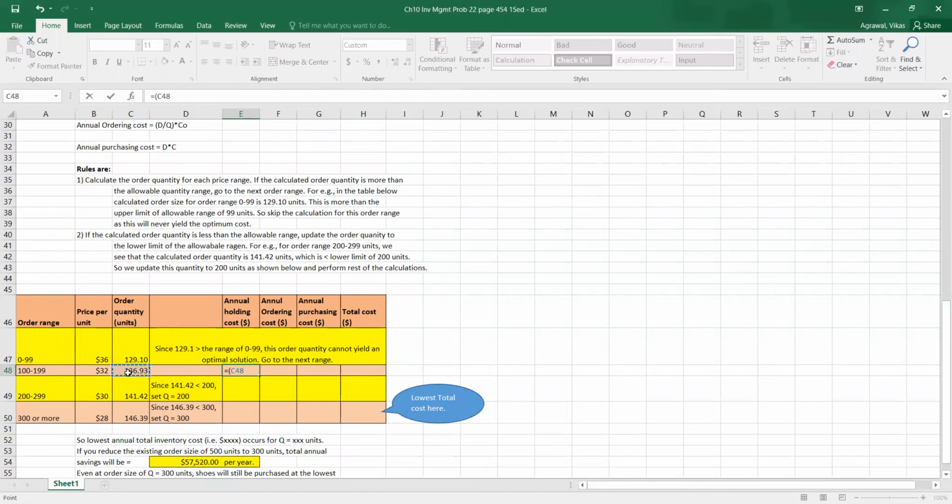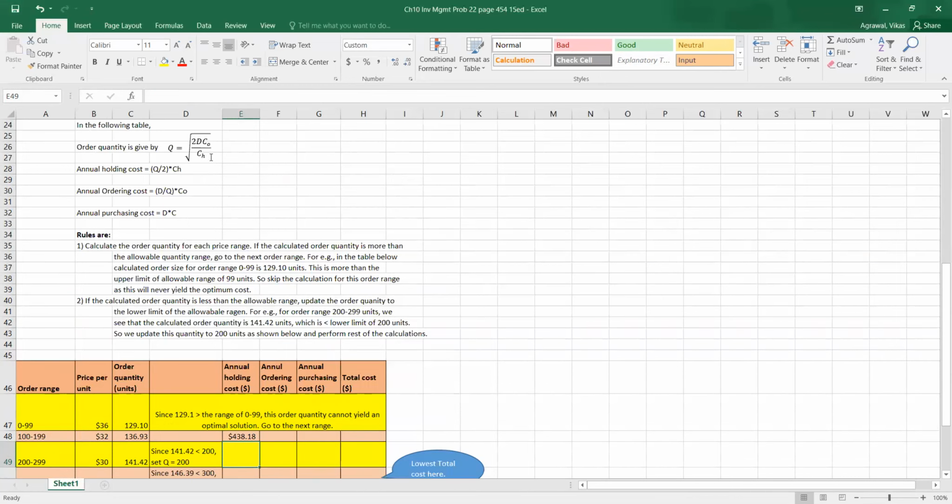Okay, I'm gonna do Q divided by 2 times, I'm gonna say 20% of the carrying cost, which is 32. Okay, so that's going to give you $438.18. Okay, because you remember here CH.